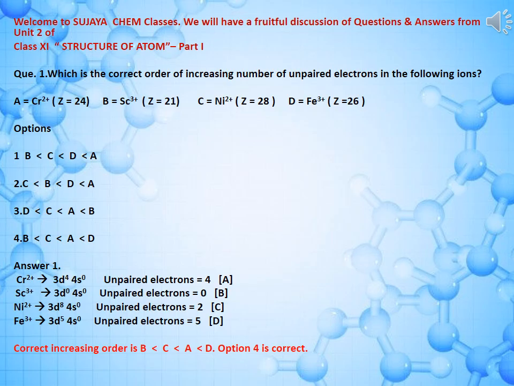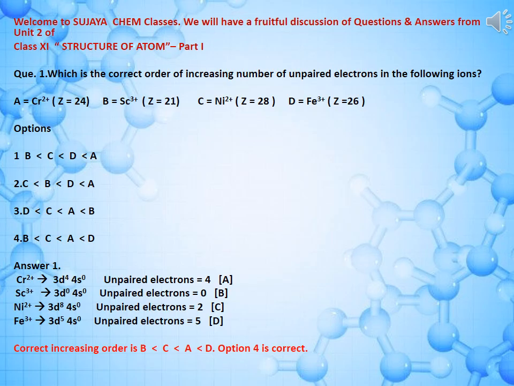Question number 1. Which is the correct order of increasing number of unpaired electrons in the following ions? 4 ions are given: Cr2 plus, Sc3 plus, Ni2 plus and Fe3 plus. Along with these ions, within brackets, the atomic numbers of the elements are given. It's not the atomic number of the ion, the atomic number of the elements: chromium, scandium, nickel and iron are given. 4 options. You need to select the right option.